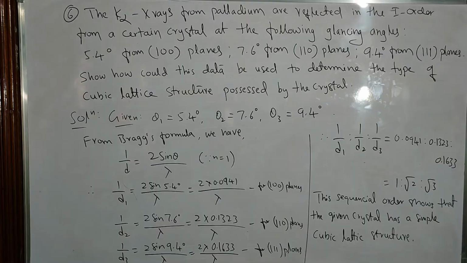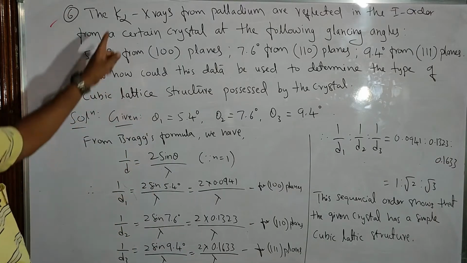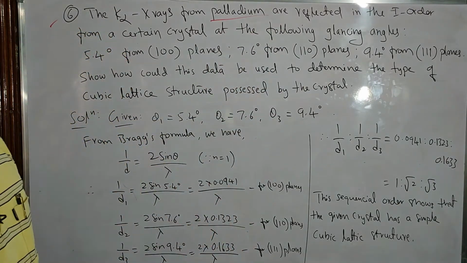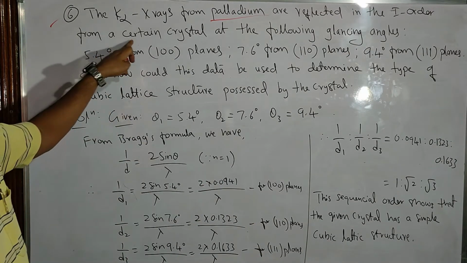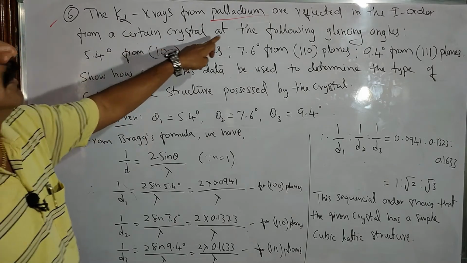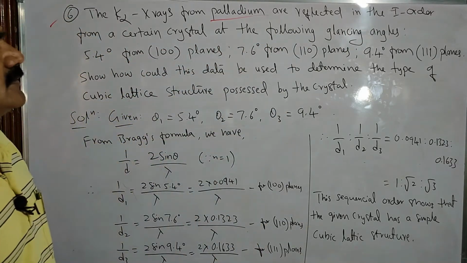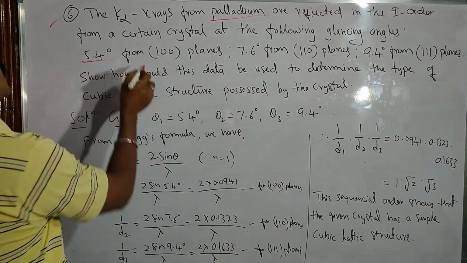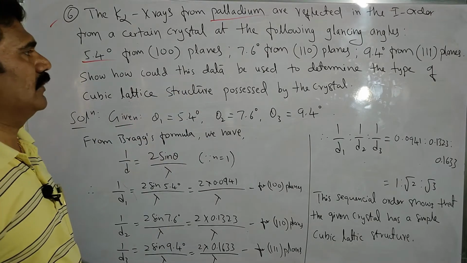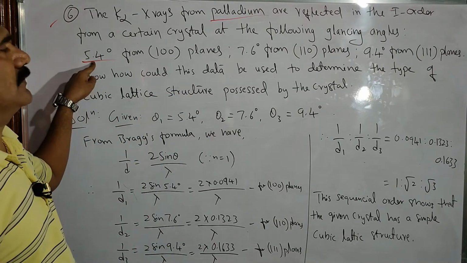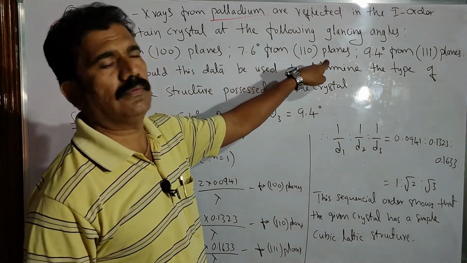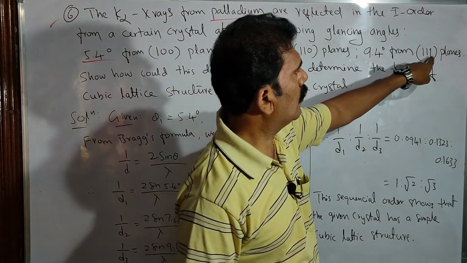Clear? Okay, the next problem: the K alpha X-rays from palladium are reflected in the first order from a certain crystal. It may be an unknown crystal for you, at the following glancing angles. You have to consider the glancing angles from which particular crystal planes: 5.4 degrees, let us say, from the 100 planes. Similarly, 7.6 degrees from 110 planes, 9.4 degrees from 111 planes.